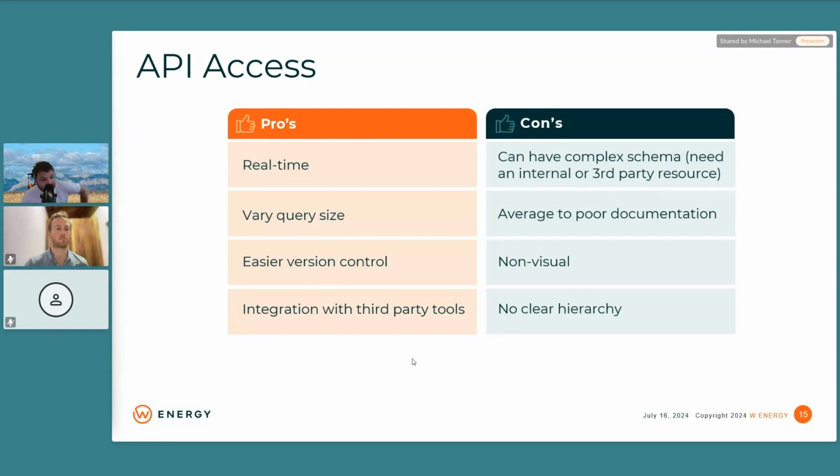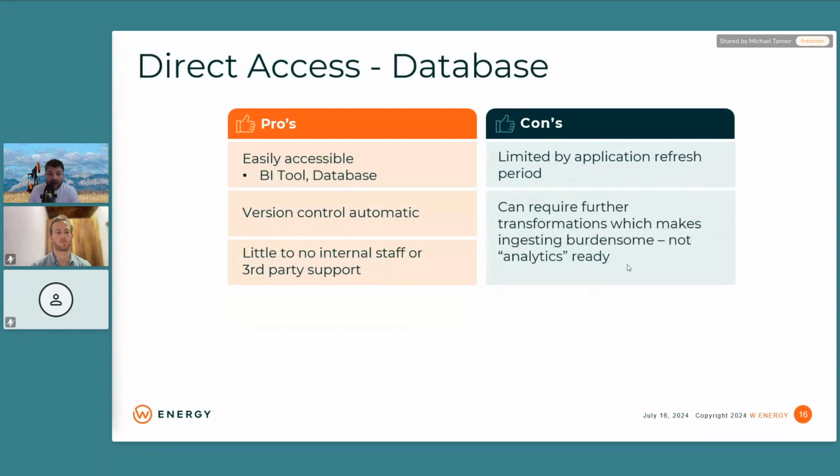They're also non-visual, so if you're new to development or you're just now dabbling in it a little bit and you want to play with a little Python and go and pull some data, it can be hard to visualize an API until you play around with it a lot more. I still struggle with that as well, and sometimes there's no clear hierarchy, and that usually falls under the poor documentation standpoint.